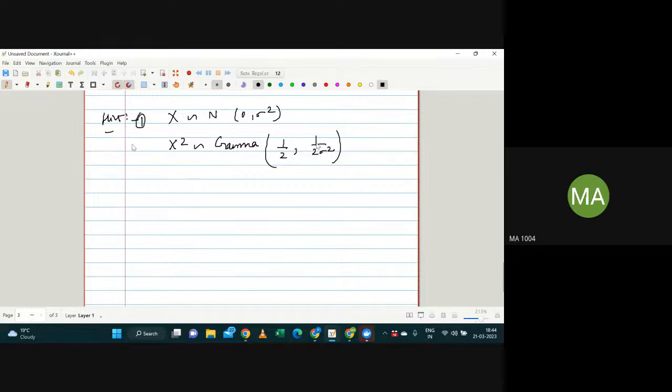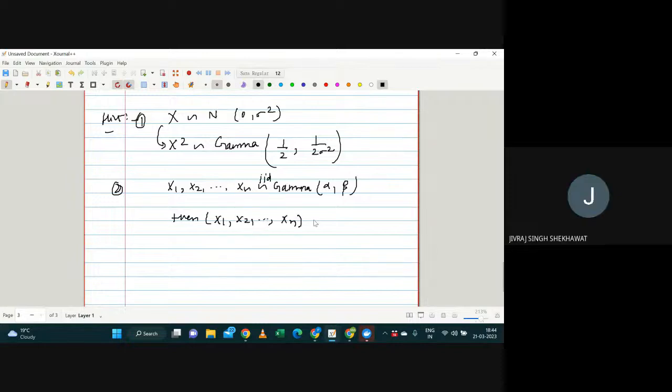Suppose X1, X2, so on Xn follow gamma alpha, beta, and they are IID. Then what will be the summation of these? It will be gamma n times alpha comma beta. So these two things you can use as a hint.